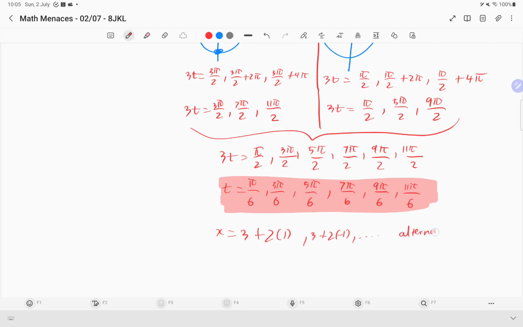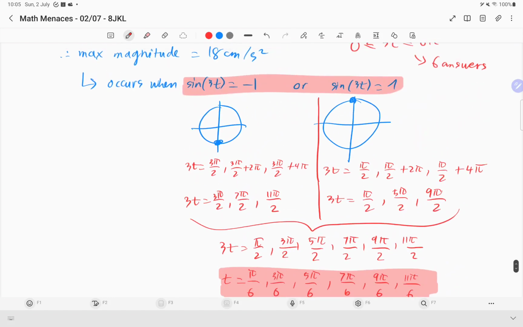Why did we have to do it separately? What do you mean, do it separately? Because you have to consider it as 2 separate conditions. The first condition is when sine is -1, and that's the bottom part. And then the second condition is when sine equals +1.